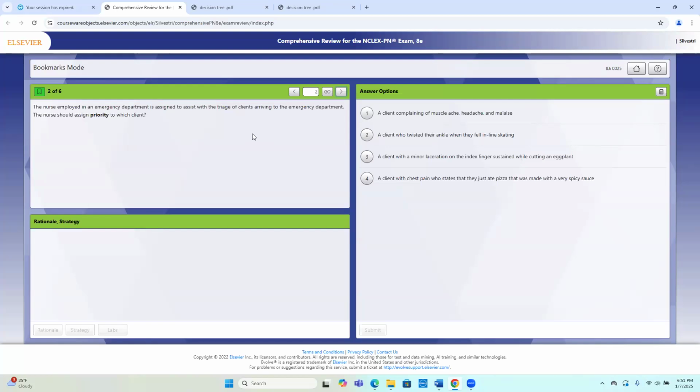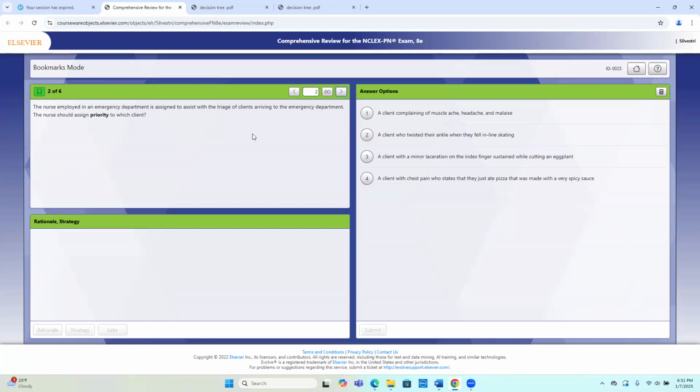What's the rationale? Okay, so a client complaining of muscle ache, headache, and malaise, that's important, but are they our priority if we have somebody with chest pain? Probably not. Twisted their ankle while falling, they ain't gonna die from that, right? So they go down on the list. A client with a minor laceration on the finger, who cut an eggplant, that's not gonna kill them. They can wait a little bit.